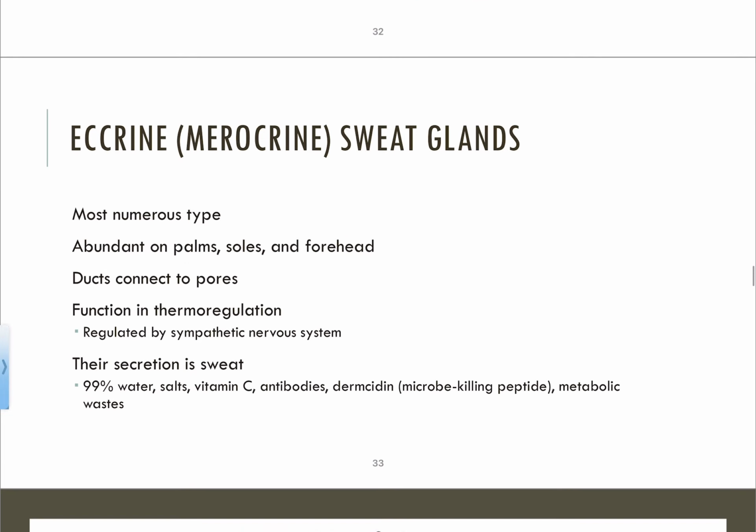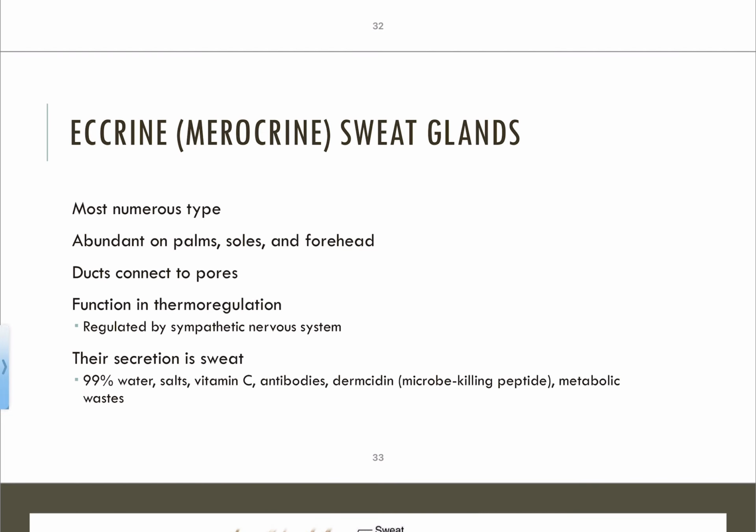So the first type of sweat gland that we need to cover is the eccrine or the merocrine sweat glands. This is the most numerous type, meaning the majority of our sweat glands are eccrine glands. Where do we find these? All over our palms of our hands, the soles of our feet, and our forehead. And these are the glands that do contain ducts that connect to a pore, and their primary function is in thermoregulation. Thermoregulation is regulated by one division of the autonomic nervous system, specifically the sympathetic nervous system.